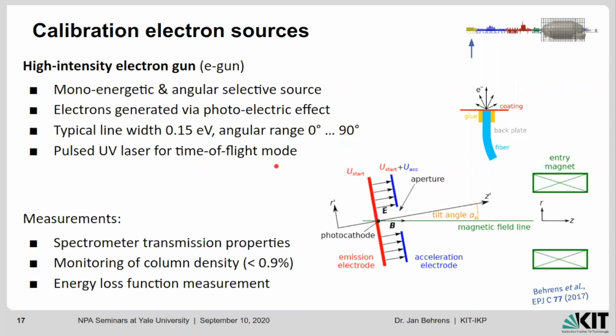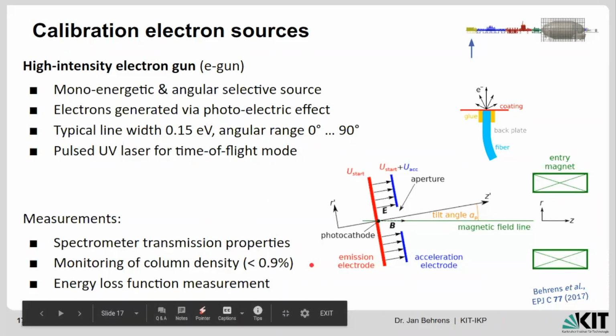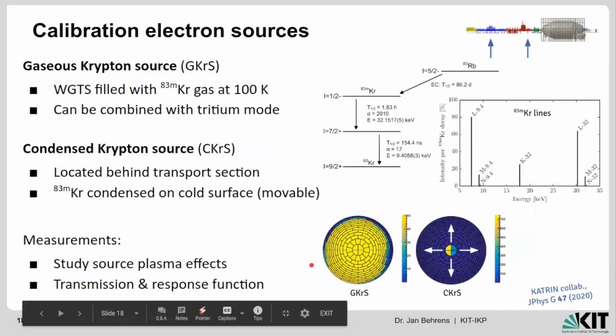We have a pulsed UV laser that can also be used for time-of-flight measurements, where we can investigate the time it takes an electron from the laser pulse until it ends up at the detector. And we achieve a typical line width of 0.15 eV and an angular range from 0 to the maximum angle. And we can use this E-gun to perform measurements of the spectrometer transmission properties, to monitor the column density, and to perform energy loss measurements.